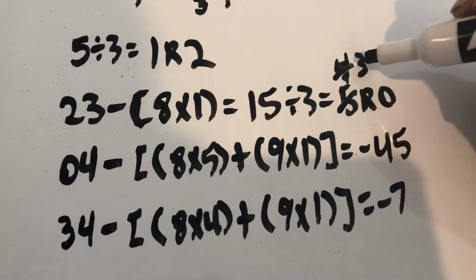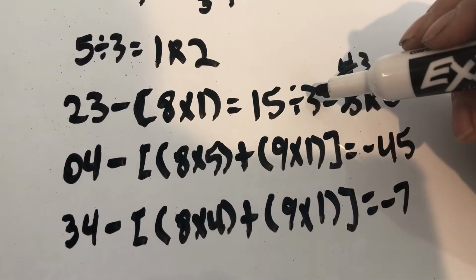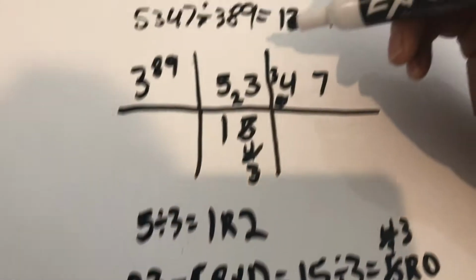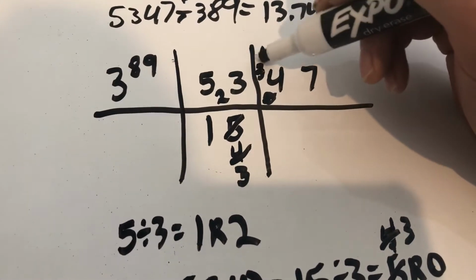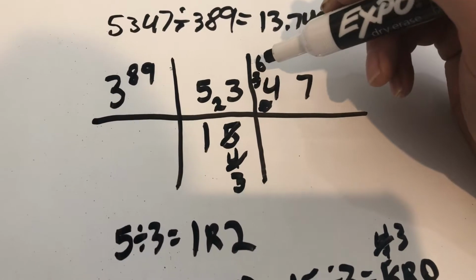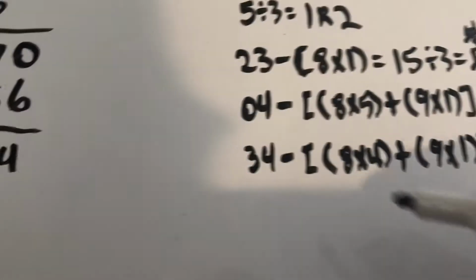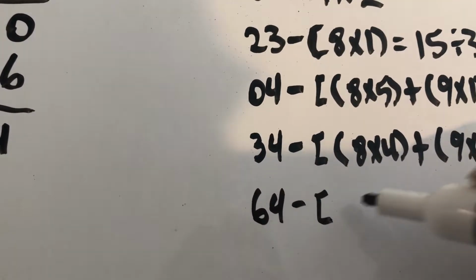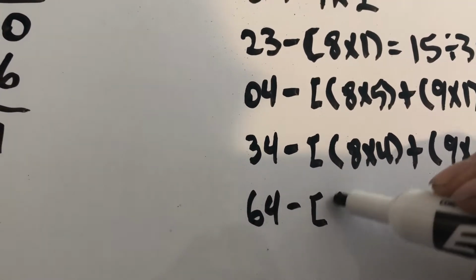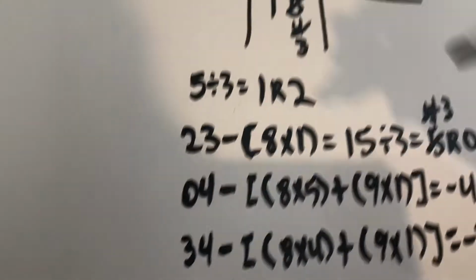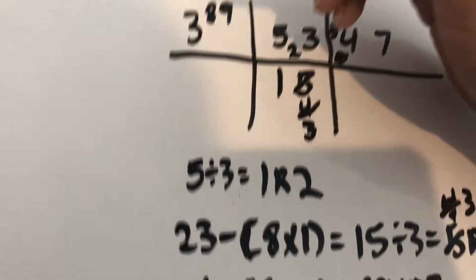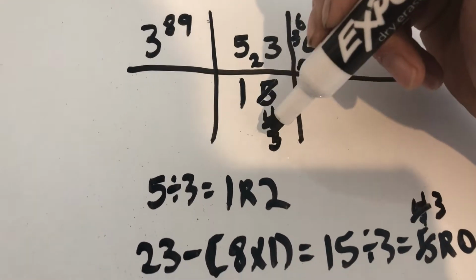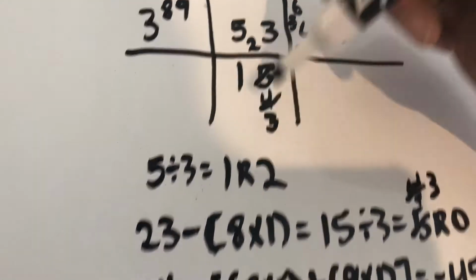Then we multiply 3 times the 3, which equals 9. 15 minus 9 equals 6. So we increase the remainder to 6 and get the gross dividend of 64. So I'm going to write 64 right here. So 64 minus the first flag, 8, times the second quotient, 3.